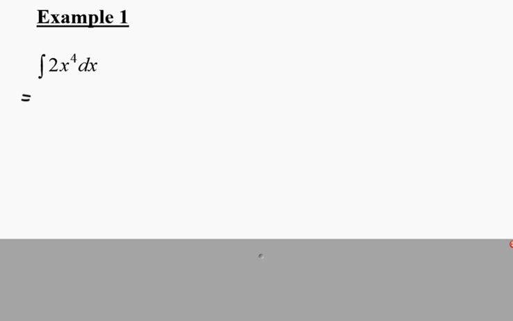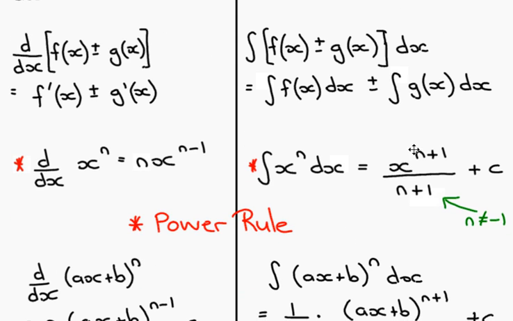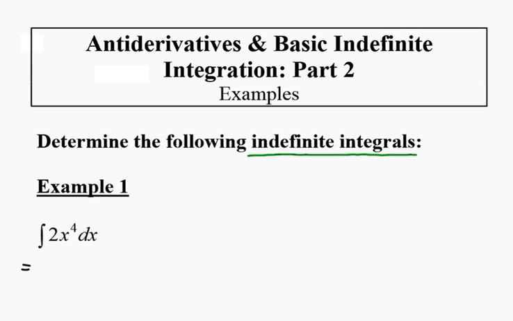So example 1, I need to find the integral of 2x to the power of 4 with respect to the variable x. Now, in this case, we've got the integral of a constant times a function. So let's go back and look at our rule. The integral of a constant times a function is you can take that constant out and just integrate the function. Now, remember when we integrate the function, we're going to use the power rule, which says that we add 1 on to the exponent and we divide by that. Then we add on our constant of integration. So let's do that.